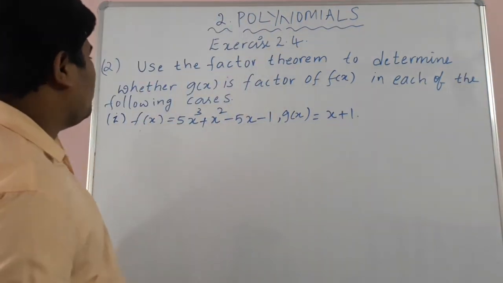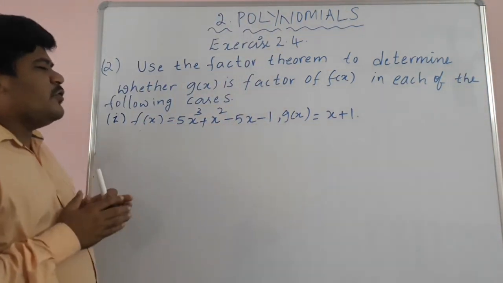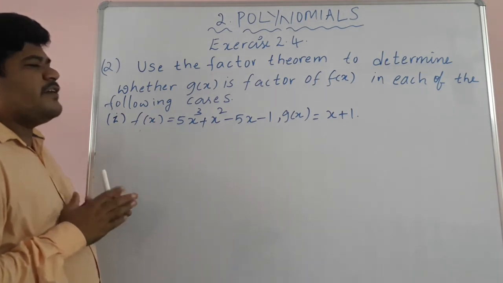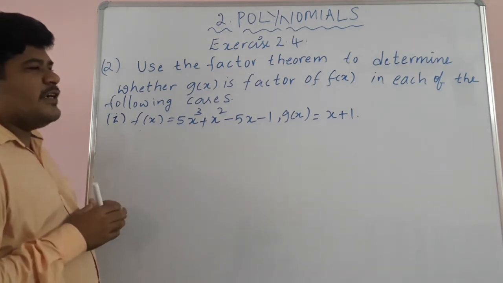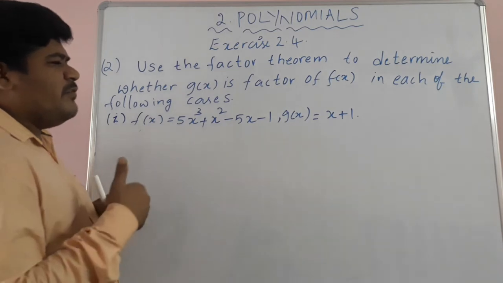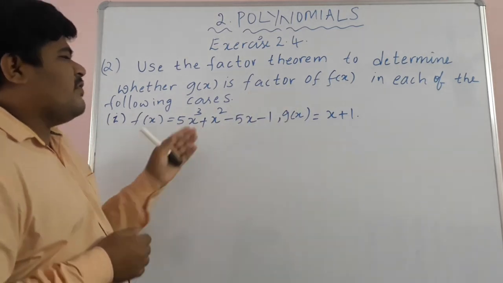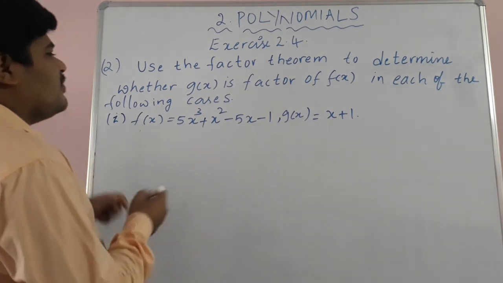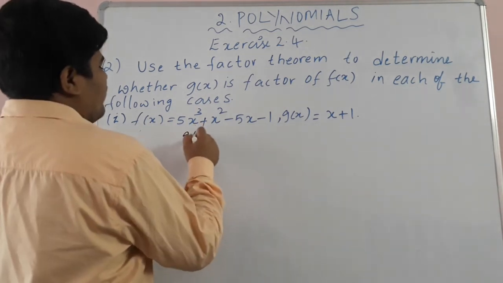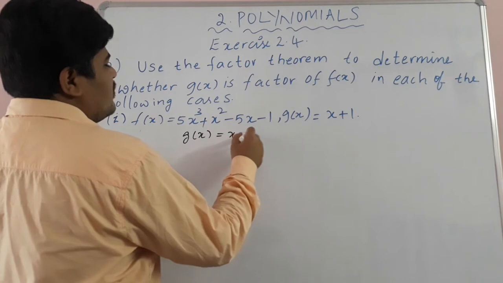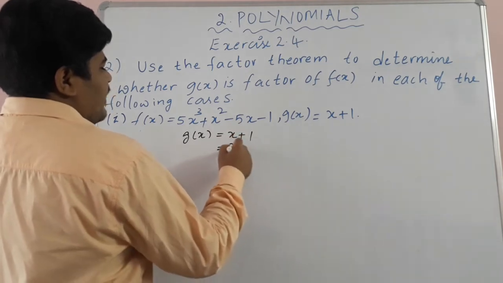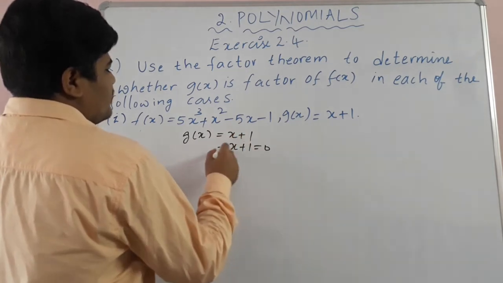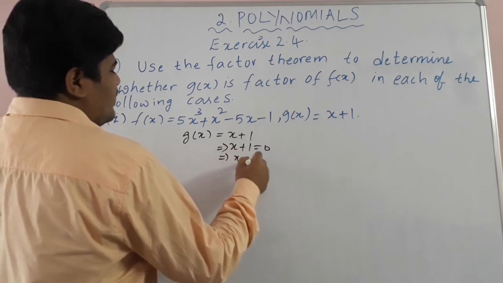Let's see this problem. F of x is equal to 5x cube plus x square minus 5x minus 1. G of x is equal to x plus 1. So children, we need to test whether g of x is a factor of f of x or not. For that we need to find the remainder. So for that we need to equate this linear polynomial to 0. So x plus 1 is equal to 0, so that implies x is equal to negative 1.